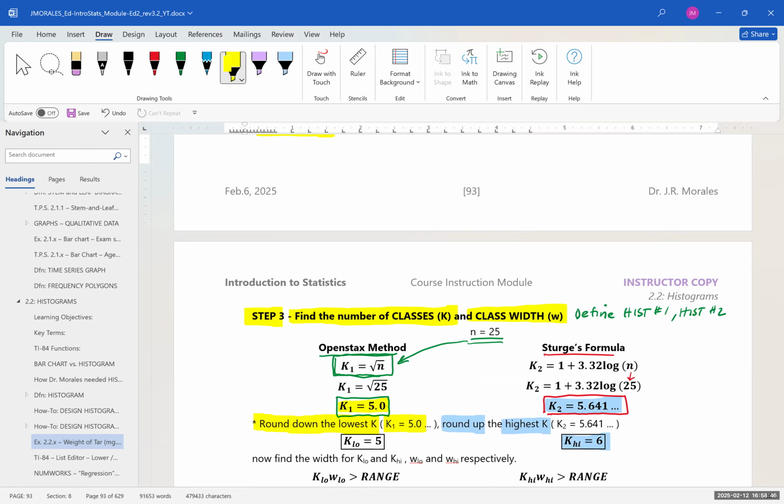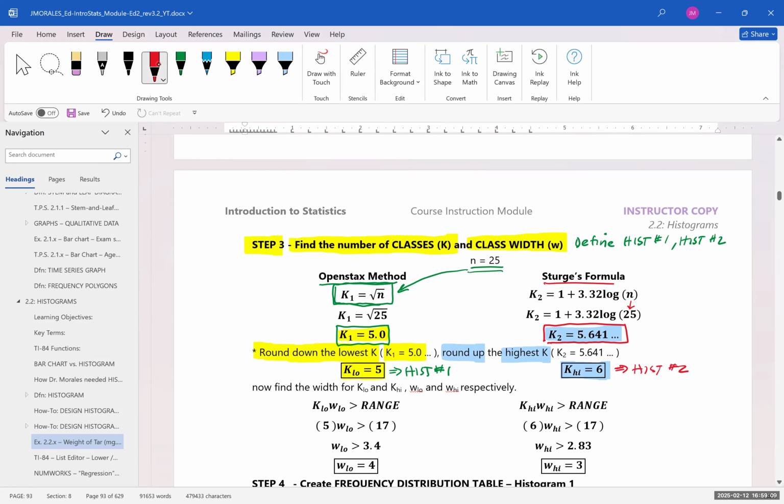So our lowest number of classes is going to be 5, and our highest number of classes is going to be 6. So this is going to be the number of classes in histogram 1, and this is going to be the number of classes in histogram number 2. Now we know how many classes, or how many bars, are going to be in each histogram, but now we need to figure out what's going to be the width of each class in each histogram.